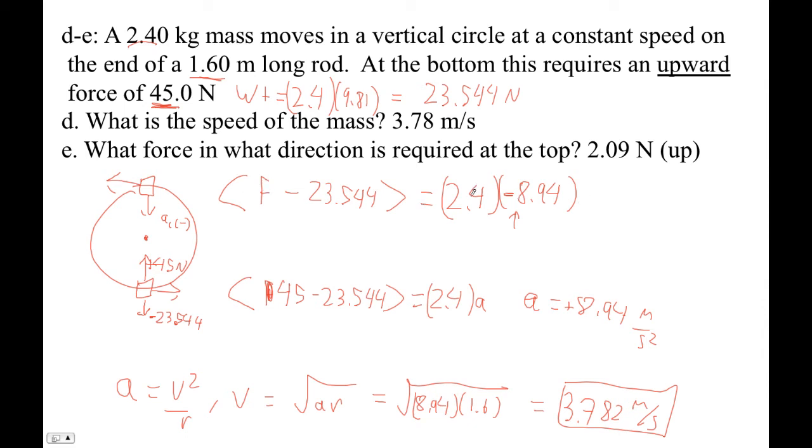So let's go 2.4 times negative 8.94. I have to type it in. And then I can add the weight. And I get the force is positive 2.088 newtons, so of course it's 2.09.